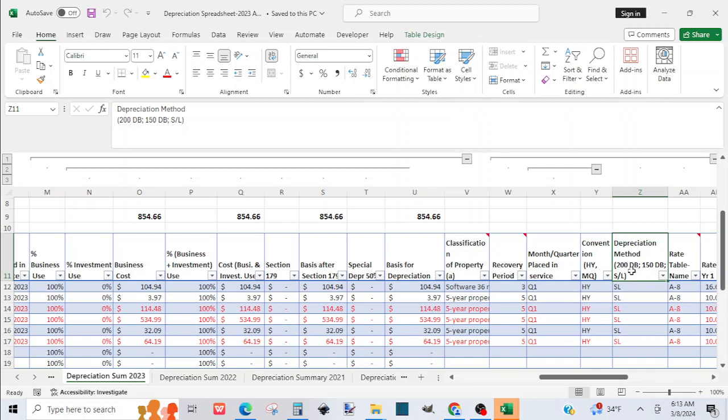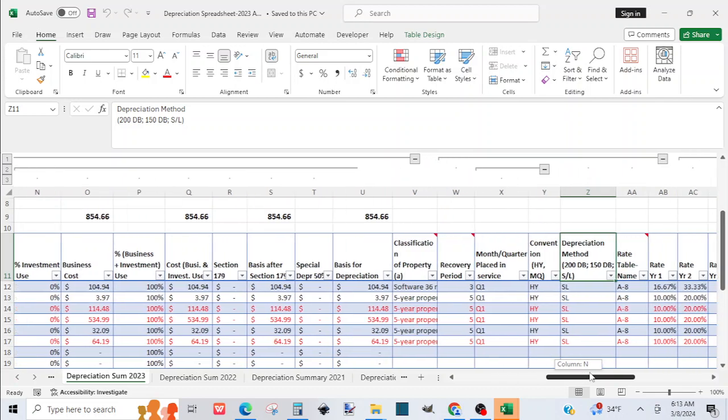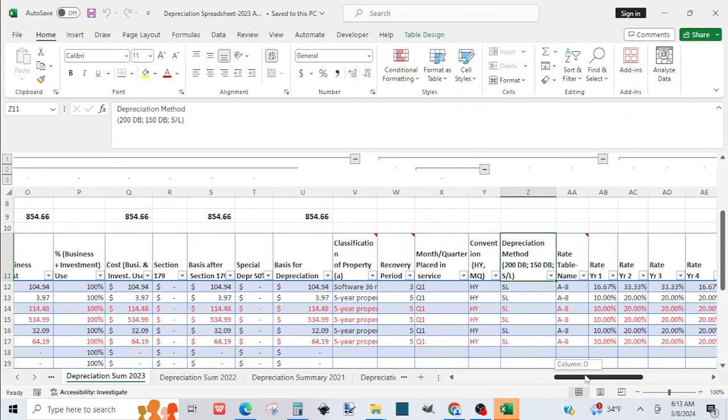But I just like to use straight line. Therefore, I actually choose straight line. But again, I don't know if the software will give you the opportunity to choose. By default, the software will choose the one that will give you a good amount of deduction. But I just like to go with straight line and keep it straight.